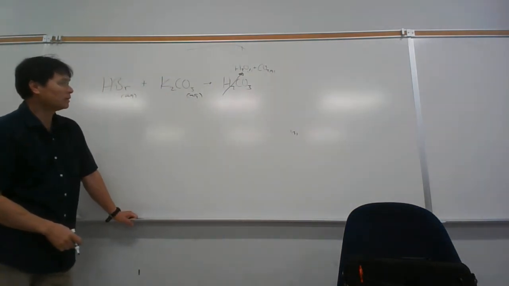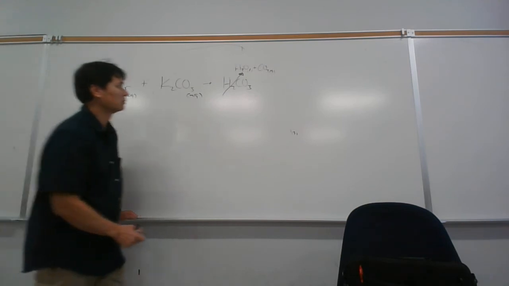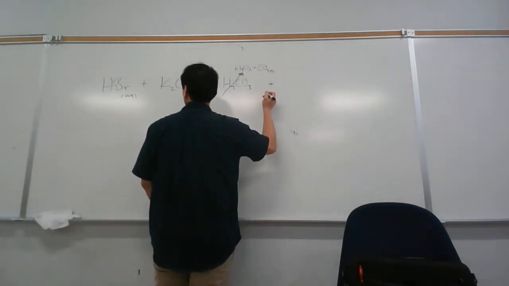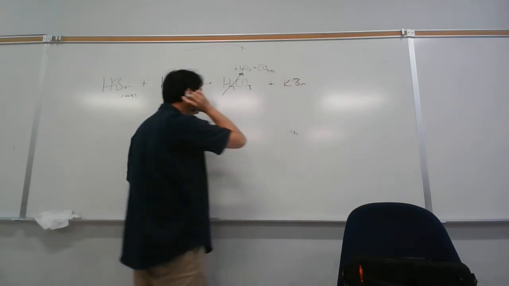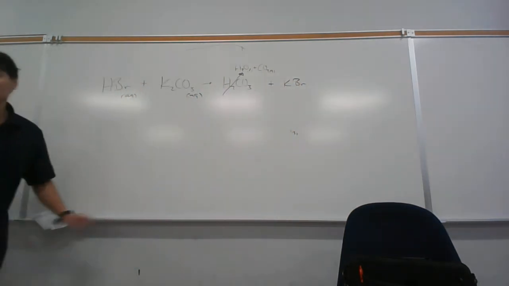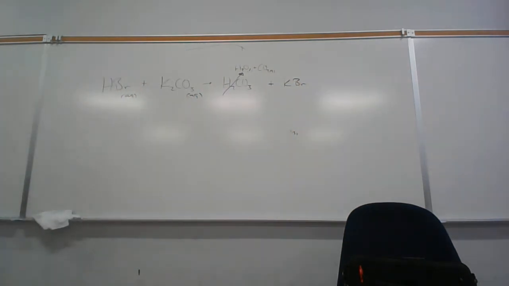And what's the other product for this? Potassium bromide, KBr. All right, so this is the classic gas formation reaction. The classic gas formation reaction is the formation of carbonic acid, which instantly decomposes into water and CO2. So the observation for this is it's going to form bubbles.